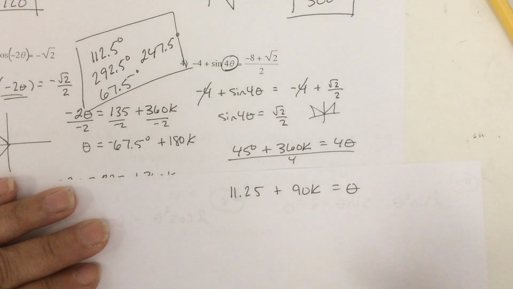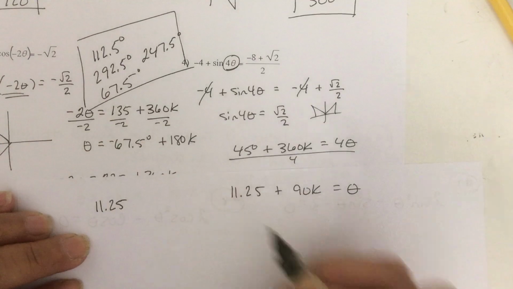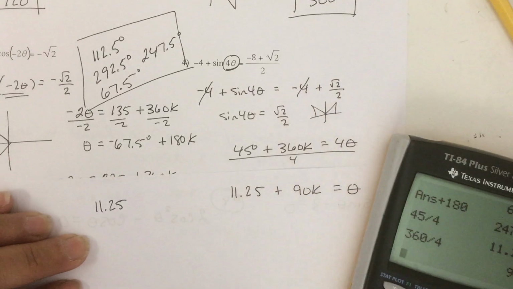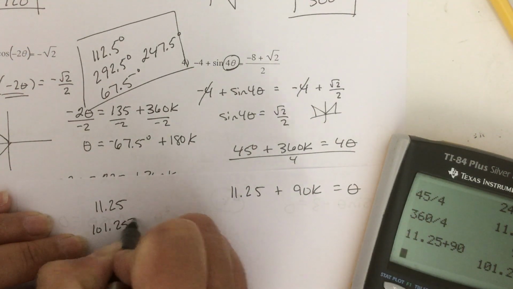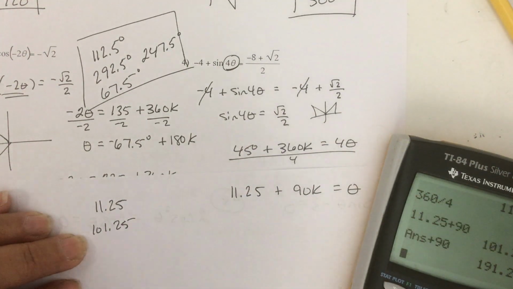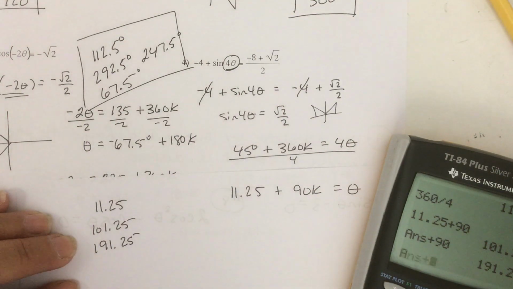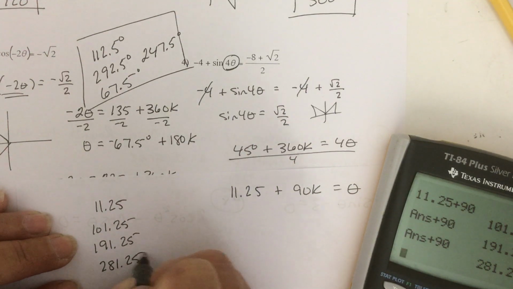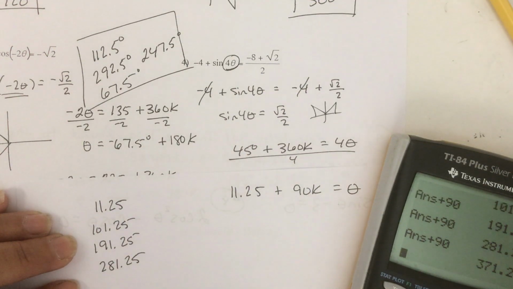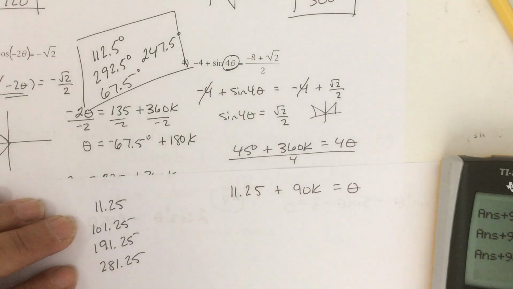So I start my process. I've got 11.25 as my first answer. And then I'm going to add 90 to that, and I get 101.25. And I add 90 to that, and I get 191.25. And I add 90 to that, and I get 281.25. And if I add 90 to that, I'm going to be too big. So those are my 4 answers that come from 45 degrees.